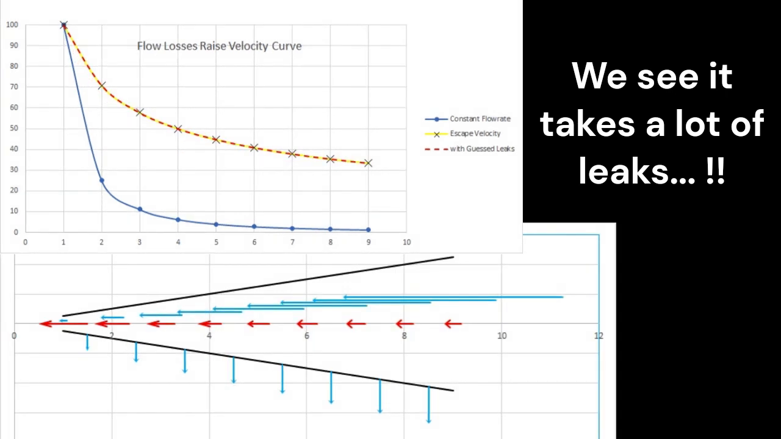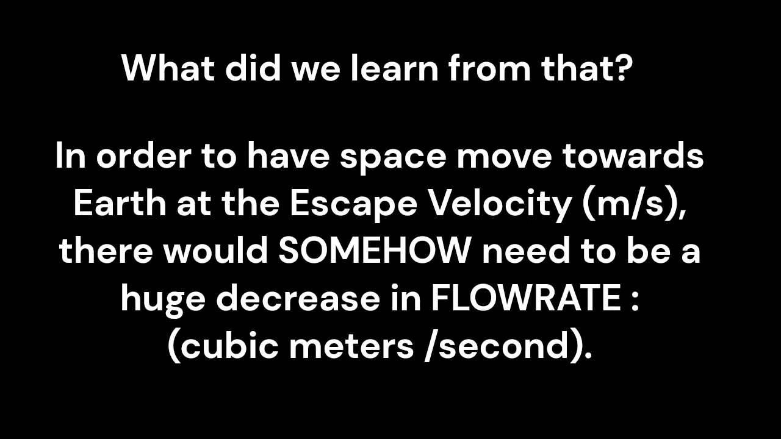Wow, it takes a lot of huge leaks, right? Look at how much the flow rate has increased in order to get the velocity up to the higher curve, to the escape velocity curve. Mental note, save this fact for later. We'll come back to it for sure. What did we learn from that? Didn't seem to answer a lot of questions, but what we learned is in order to have space move towards Earth at the escape velocity, in meters per second, there would somehow need to be a huge decrease in flow rate, in cubic meters per second. How can that possibly happen?